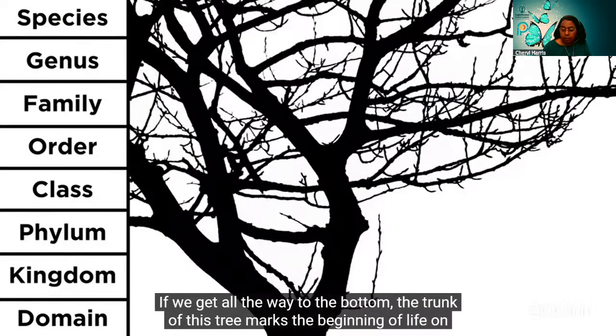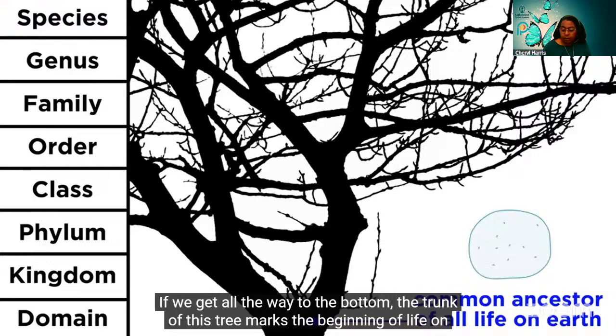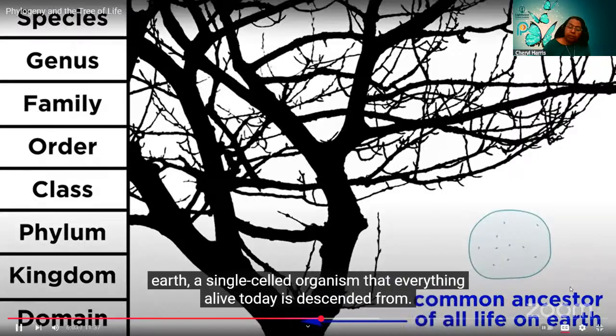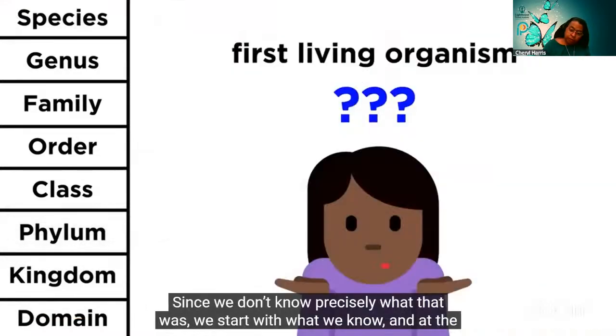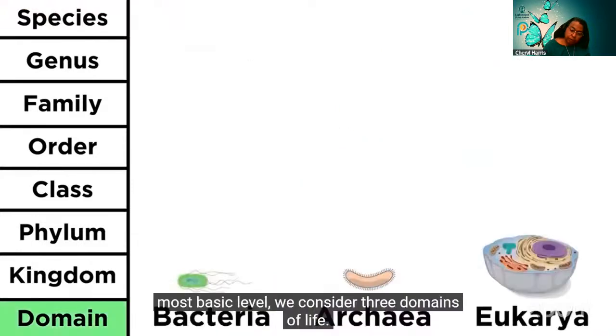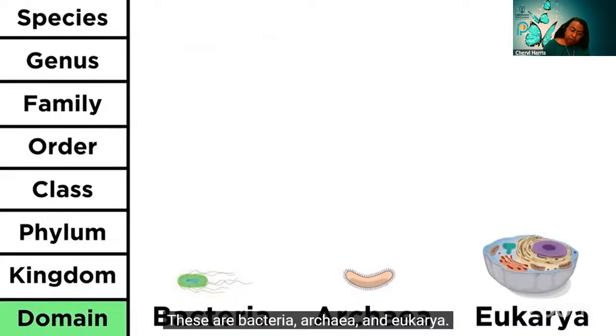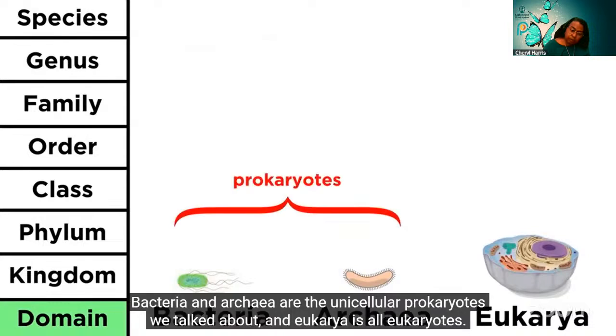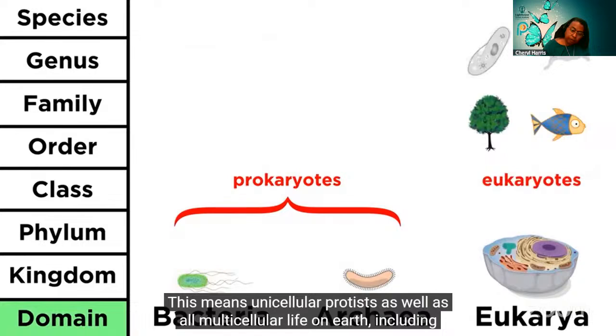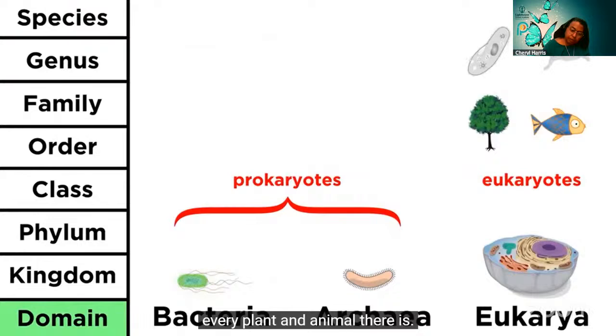If we get all the way to the bottom, the trunk of this tree marks the beginning of life on Earth, a single-celled organism that everything alive today is descended from. Since we don't know precisely what that was, we start with what we know, and at the most basic level, we consider three domains of life. These are bacteria, archaea, and eukarya. Bacteria and archaea are the unicellular prokaryotes we talked about, and eukarya is all eukaryotes. This means unicellular protists as well as all multicellular life on Earth, including every plant and animal there is.